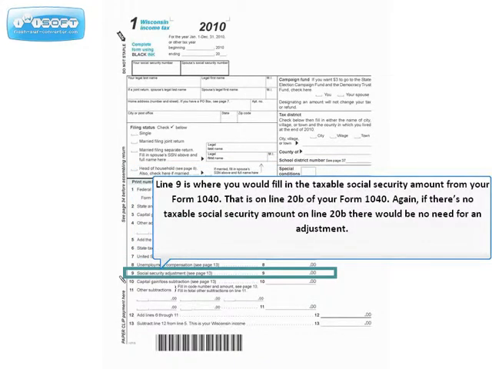Line 9 is where you would fill in the taxable Social Security amount from your Form 1040. That information is on line 20B of your Form 1040. Again, if there's no taxable Social Security amount on line 20B, there would be no need for an adjustment.